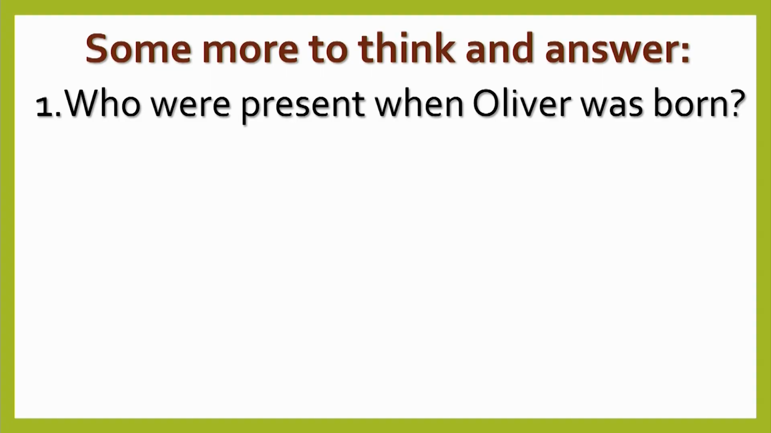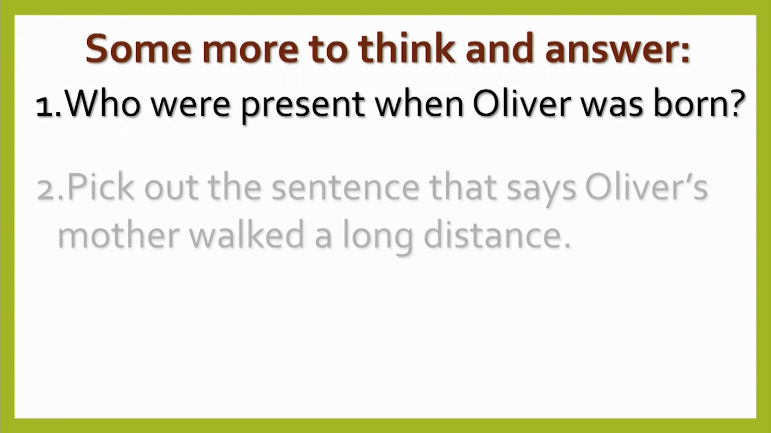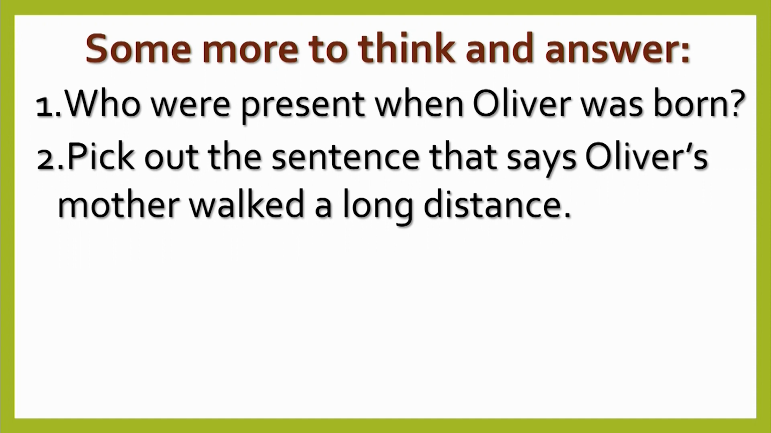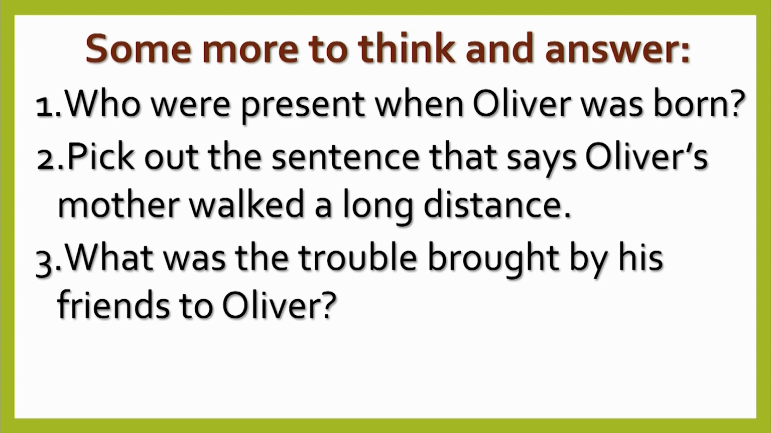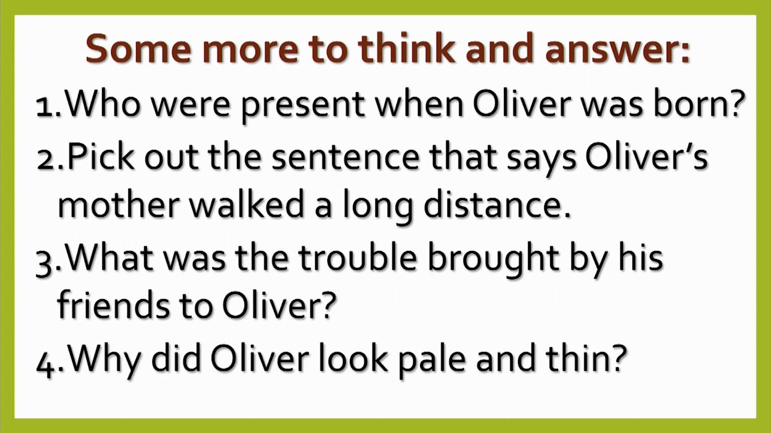Who were present when Oliver was born? Is the first question. Second one, pick out the sentence that says Oliver's mother walked a long distance. What was the trouble brought by his friends to Oliver? And last question is, why did Oliver look pale and thin? There is a reason, no, why he was very pale and thin, unlike the boys of his age.